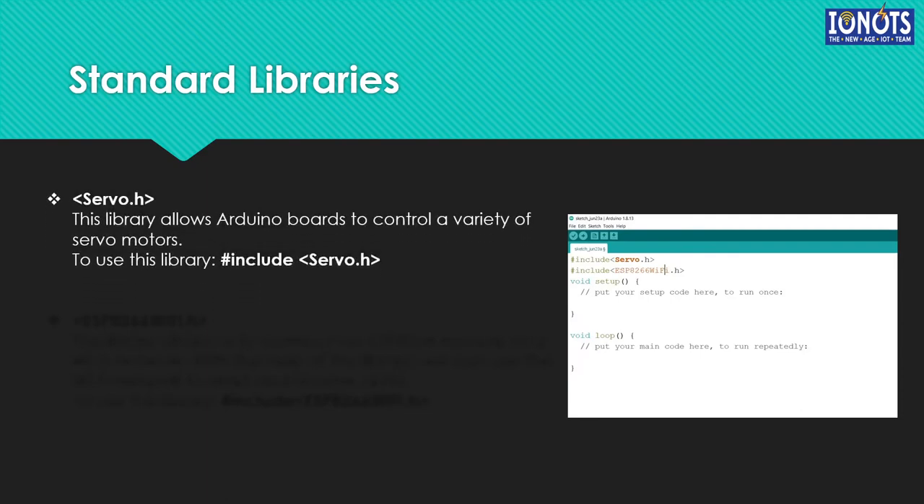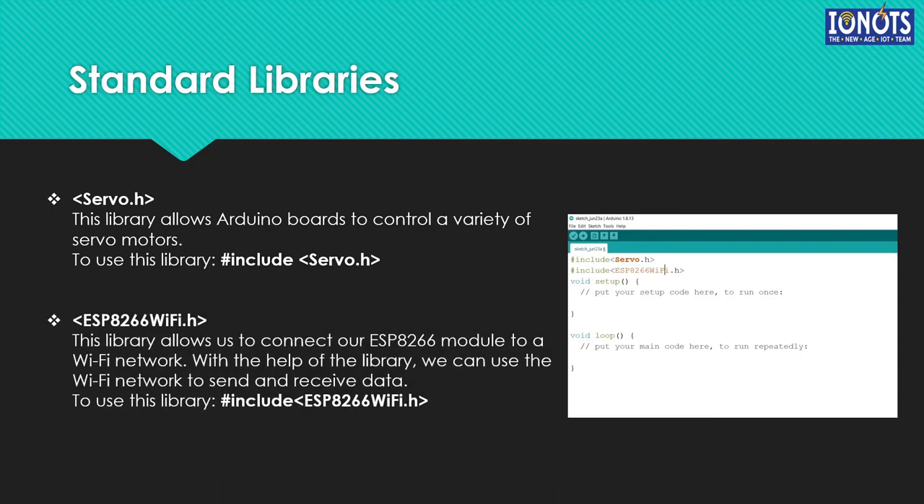Servo.h. This library allows the Arduino boards to control a variety of servo motors. ESP8266WiFi.h. This library allows us to connect our ESP8266 module to a Wi-Fi network and to interface with it. With the help of the library, we can use the Wi-Fi network to send and receive data. This library is of most importance to us because it will help us interface with the ESP8266 board, which is the primary candidate for all our IoT applications.